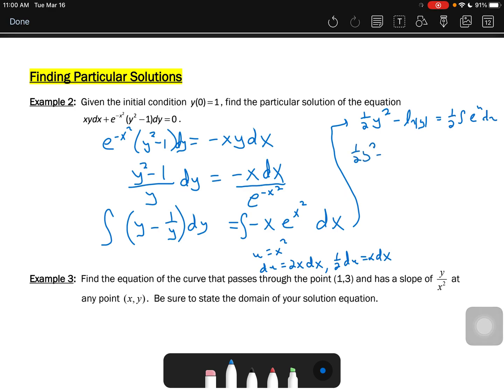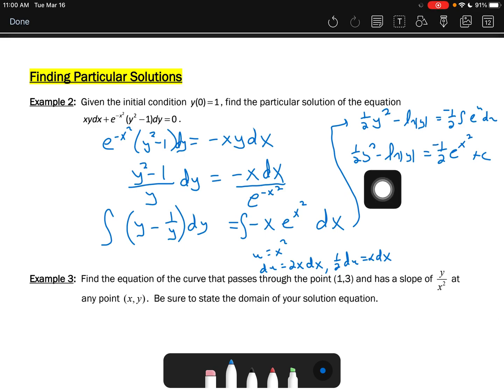I'm just going to recopy this. 1/2 y squared minus ln of y equals 1/2 e to the u plus c. Now, for that e to the u, I'm going to plug back in x squared. I think I'll just do that in this step so I don't have to recopy it all. So u is x squared. Oh, sorry, this should have had a negative with it because there was a negative in front of that, so this should be negative right there as well.